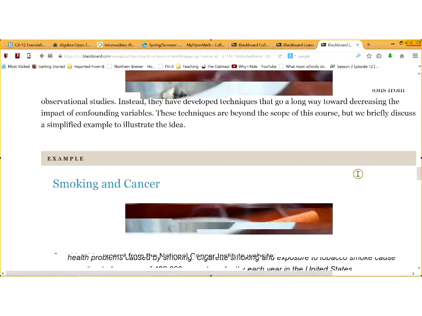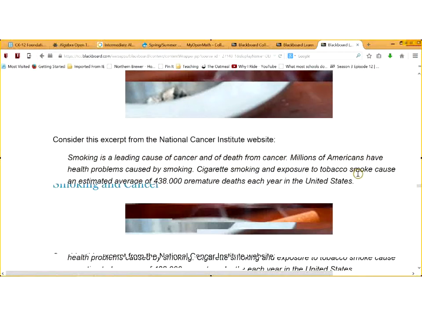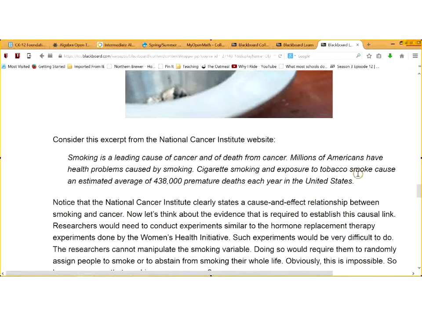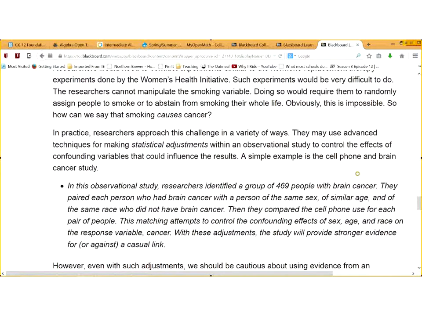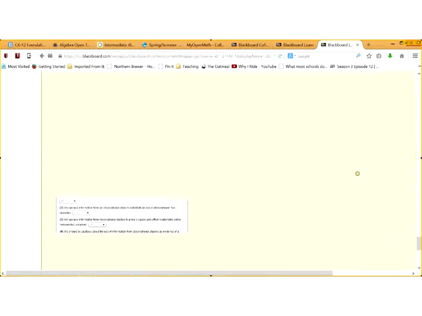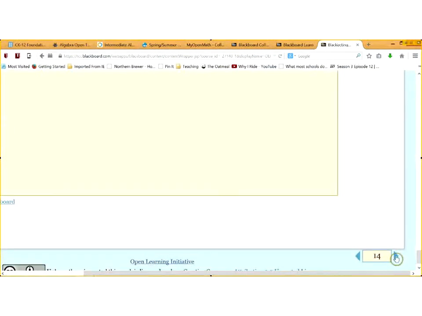And then you can read through this example. But it's the really important thing about how they finally decided that smoking causes cancer. And for a long time, because it was only observational studies, even though they knew that smokers had higher rates of cancer, tobacco companies, cigarette companies, claimed that it had not been proven that cigarette smoking causes cancer. And in a sense, they were right, because it was only observational studies. But we are now pretty well convinced that smoking does cause cancer.